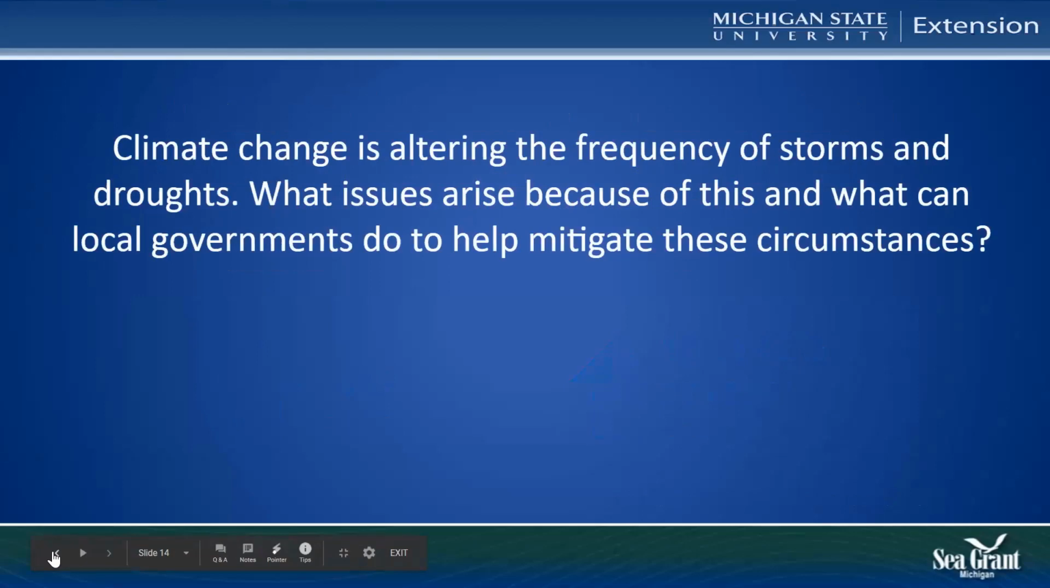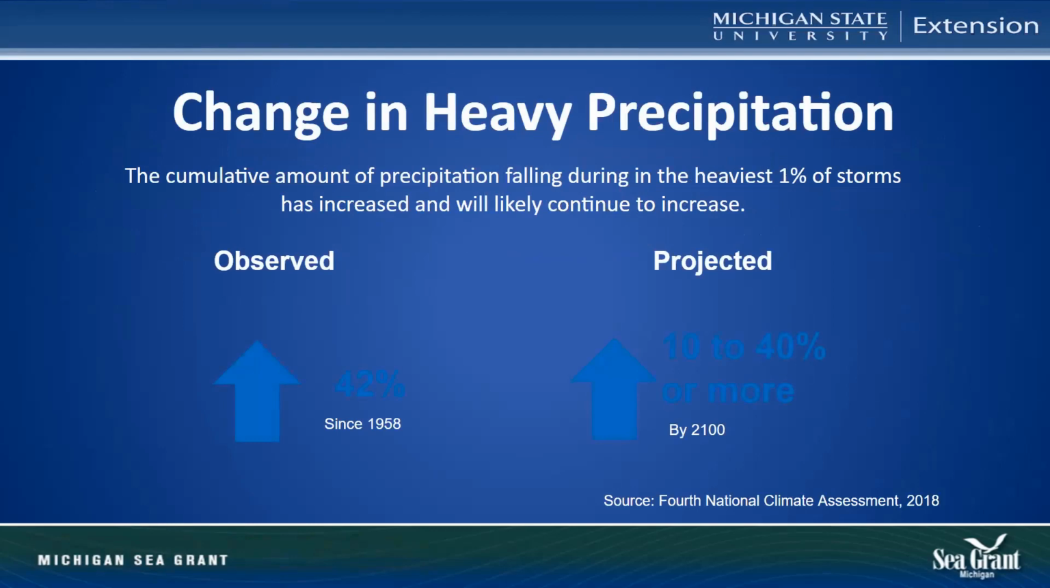But given that we have these issues of more frequent high energy storms, and those heavy storms are getting heavier, what is it that local governments can do to mitigate this? Well, one thing is, and to me it's kind of a win-win, is having those green infrastructure features mapped and making sure that you're getting your community to be resilient to those heavier storms.